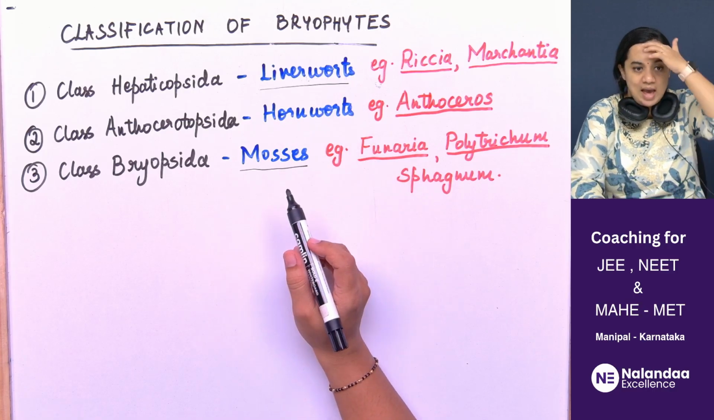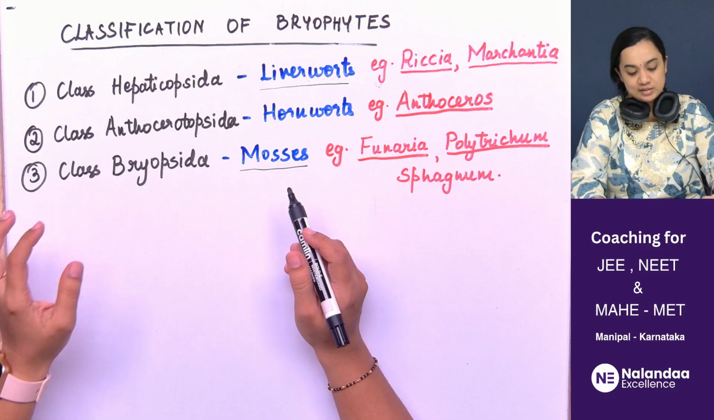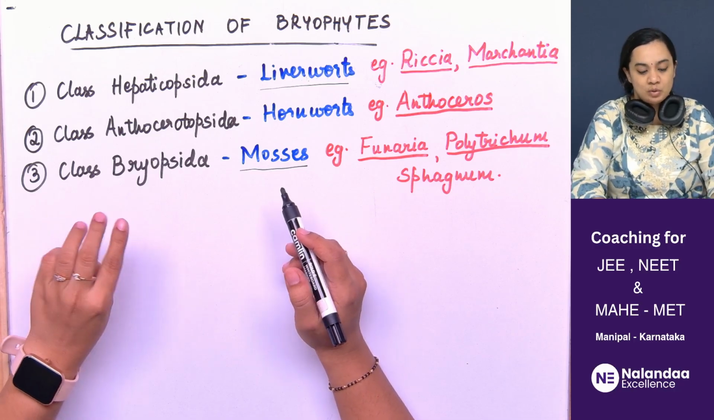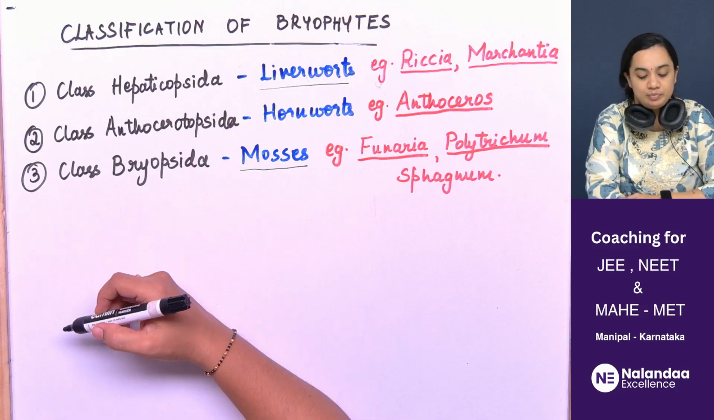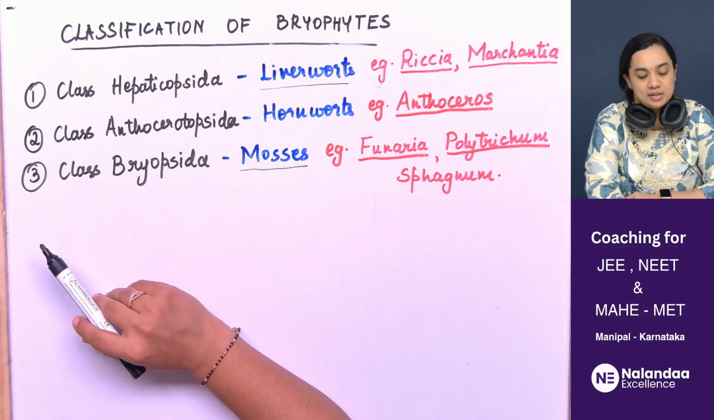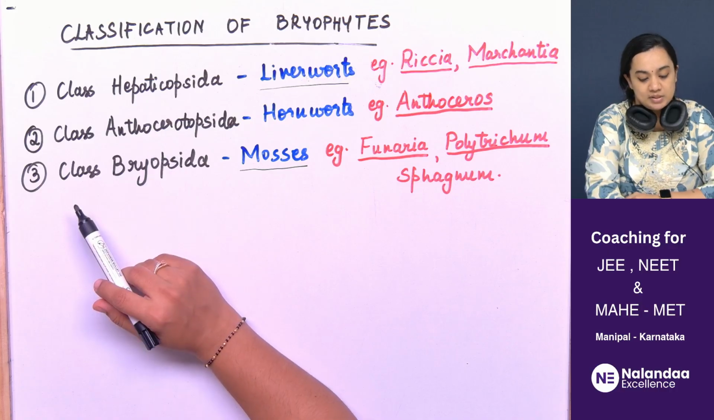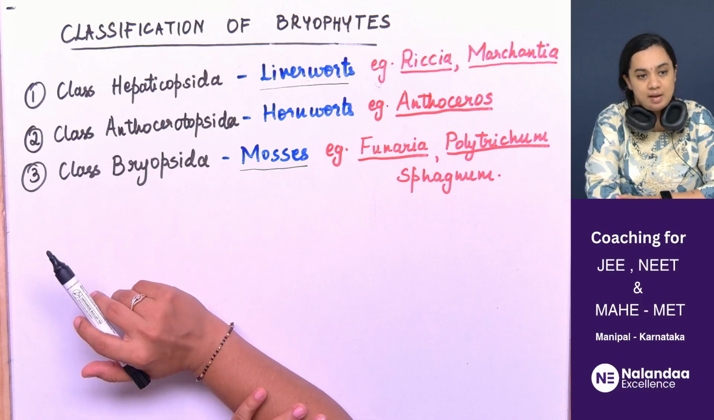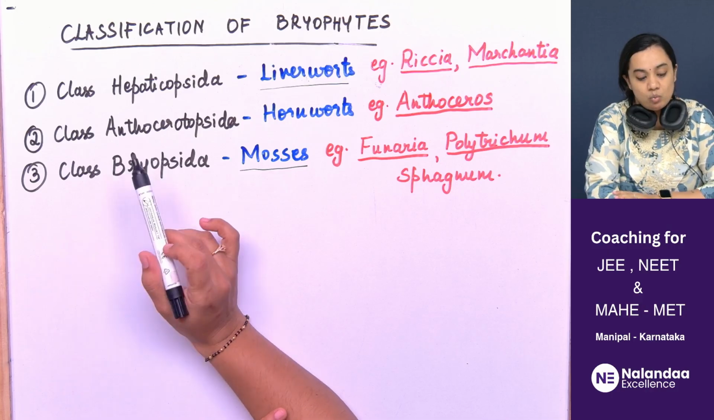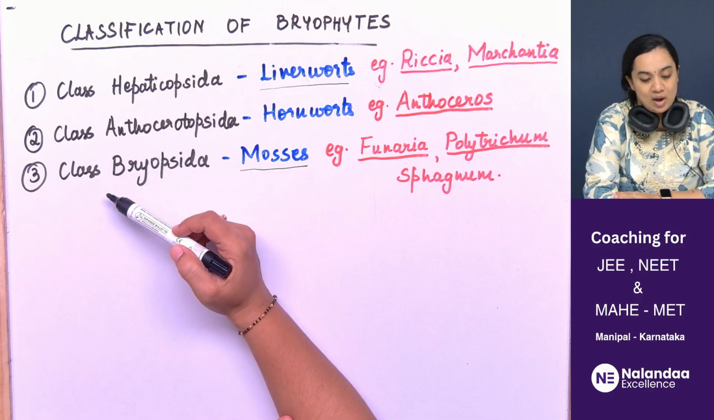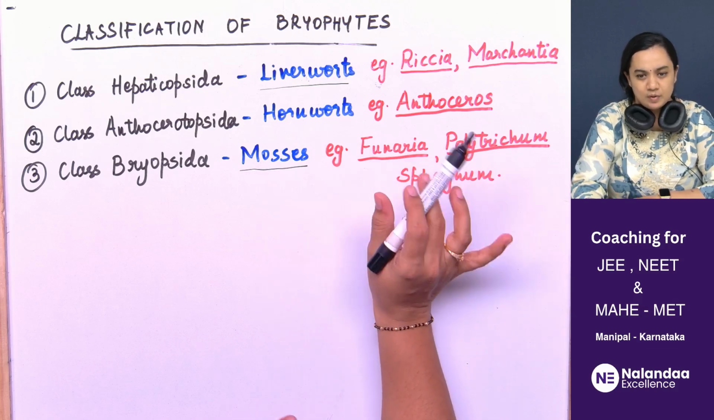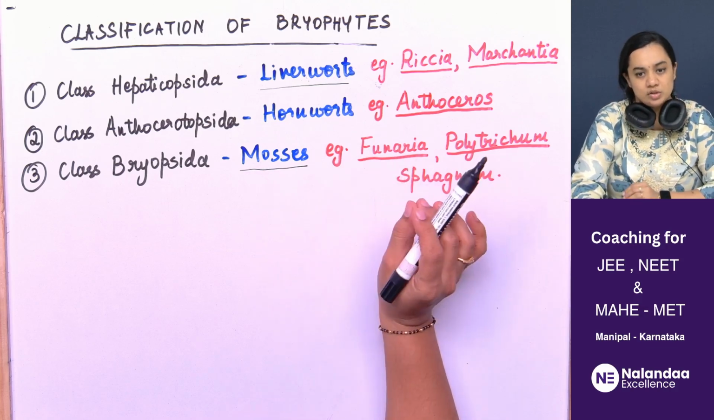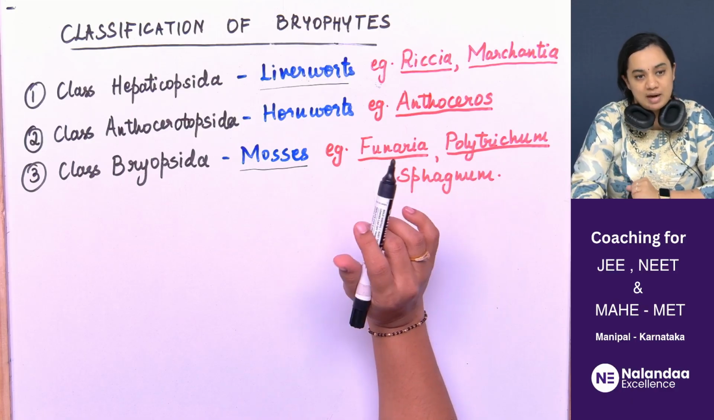Now, the actual classification of bryophytes consists of three different classes. These are the technical names of them: class Hepaticopsida, class Anthoceratopsida, and class Bryopsida. Out of this, we will be studying only number 1 and 3. Number 2 is not included for you, so we'll skip that, but just know the name. It is also one group among bryophytes.